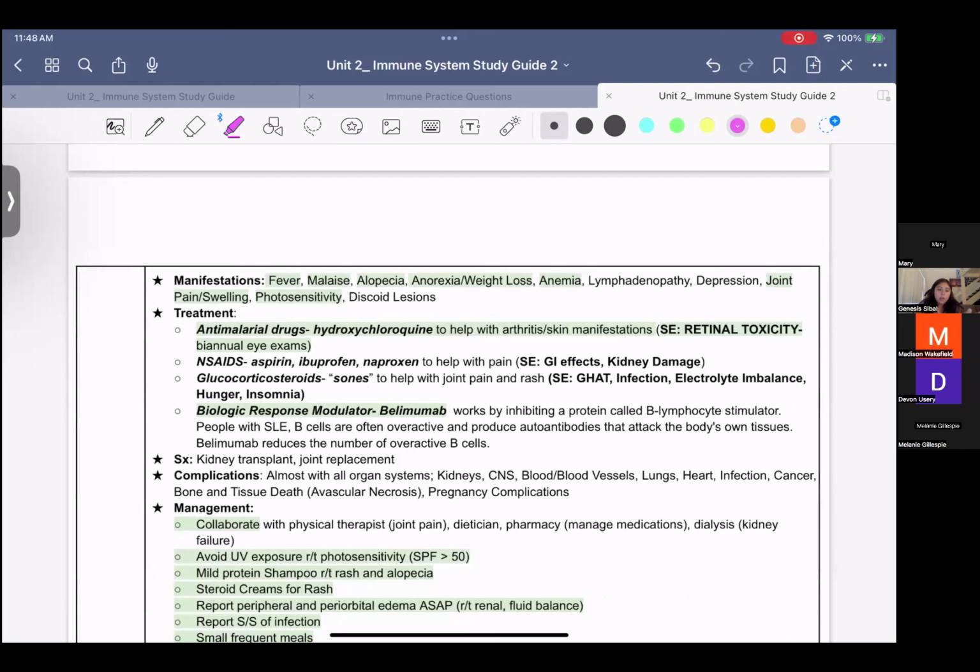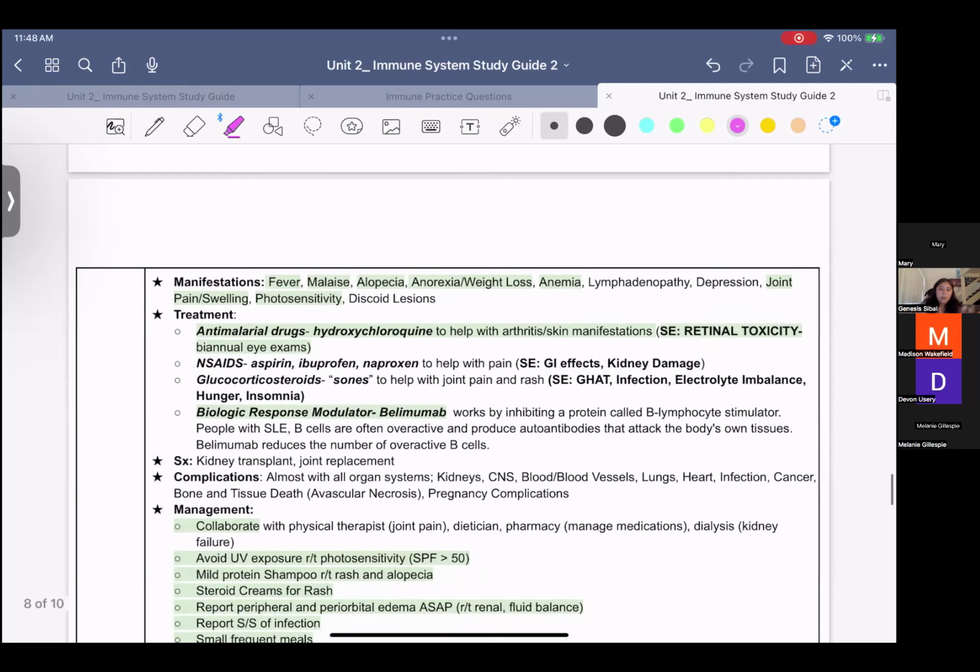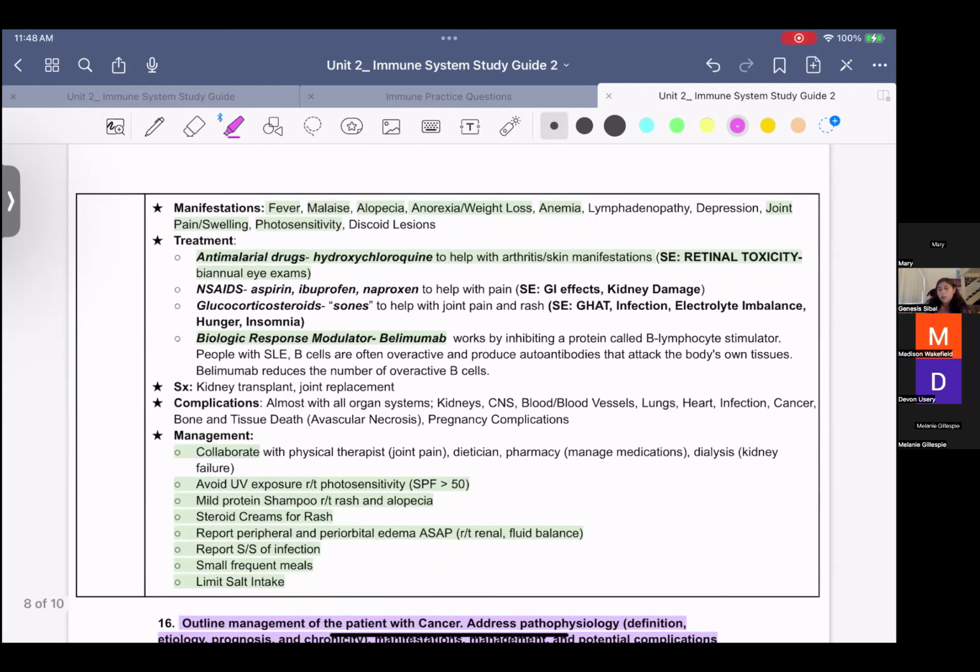And then for the other manifestations, there's fever, malaise, alopecia, anorexia, weight loss, anemia, joint pain, photosensitivity. I feel like the biggest one was photosensitivity, and the rest you can kind of just guess because of a decreased immune response, right?